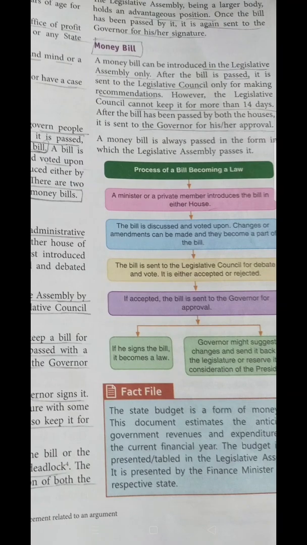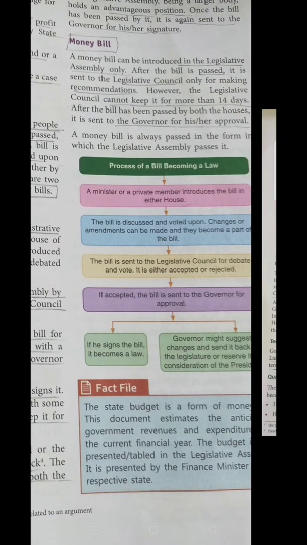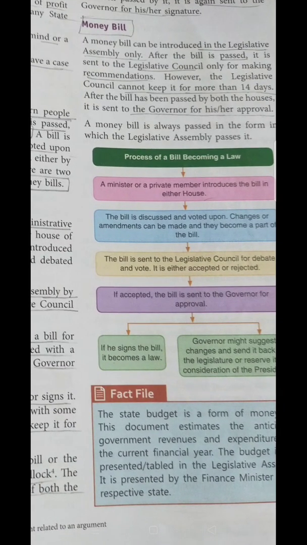Okay, so moving further, you can see in this diagrammatic, tabular presentation the process of a bill becoming a law. What happens in that, we have already discussed. A minister or a private member introduces the bill in either house, whether it is the state legislative assembly or the state legislative council.